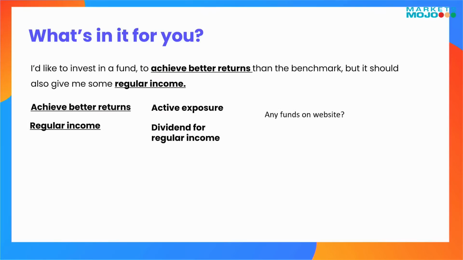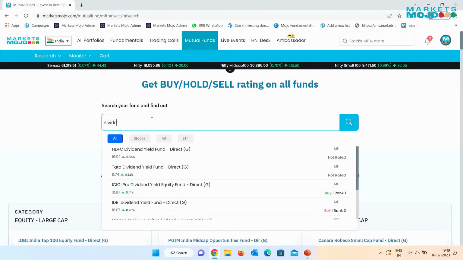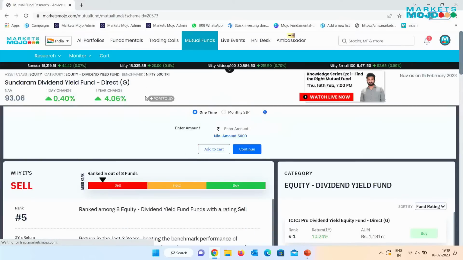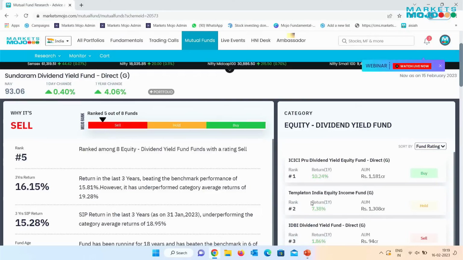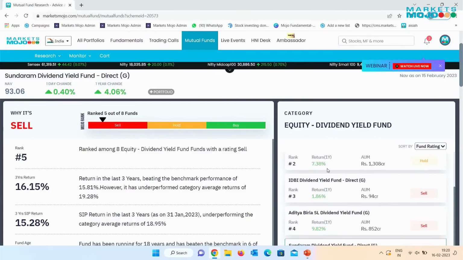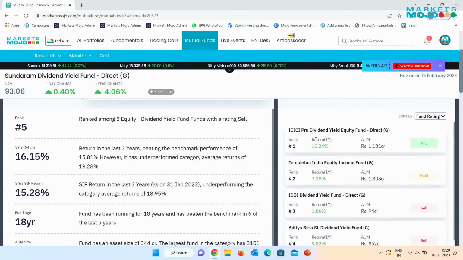Since you're looking for an active fund and it should give you dividend for regular income, you can simply search dividend over here and you can get all the mutual funds in that particular category. So this is the equity category, dividend yield fund, as you can see over here. Now, as I'm on this particular dividend category, I can simply get the ranking here itself. I don't have to go and search. This gives you all the dividend yield funds and it will give you the best one over here. So among the 8 equity dividend yield funds, this particular one has a buy rating.